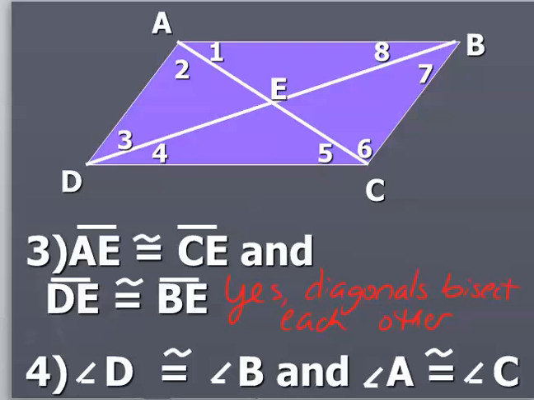Angle D is congruent to angle B. Angle A is congruent to angle C. So I have D and B, which are opposite angles, congruent. A and C opposite angles are congruent. So number 4 I'm going to put yes, both pairs of opposite angles are congruent. And there's our answer for number 4. If you state that yes, it is a parallelogram, you must state the reason. So I know this is a parallelogram because both pairs of opposite angles are congruent.